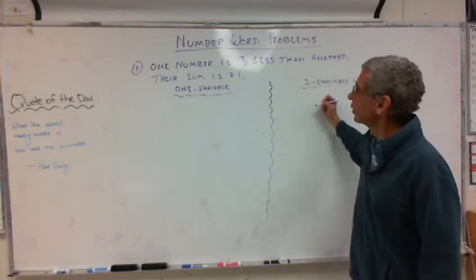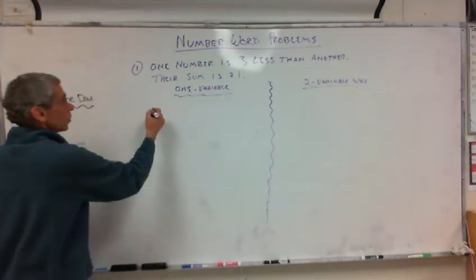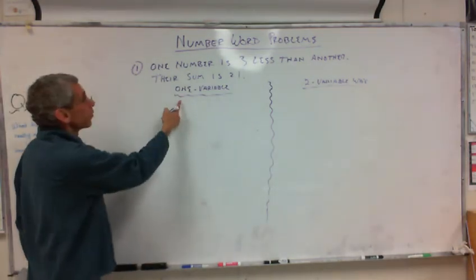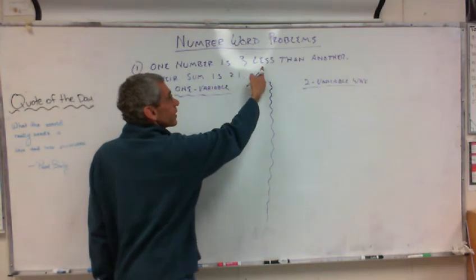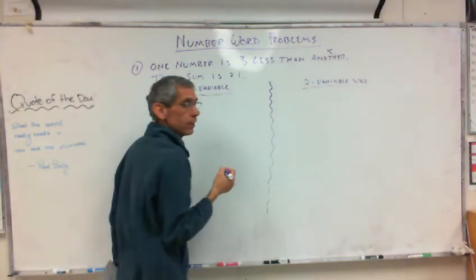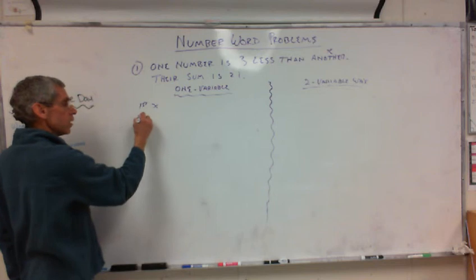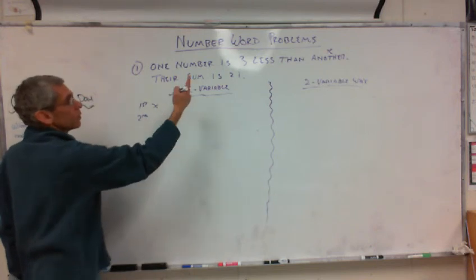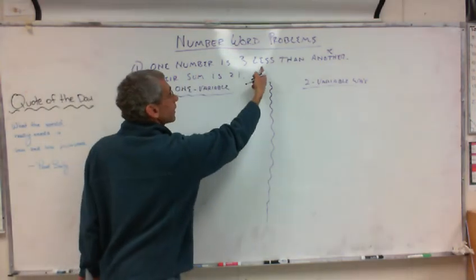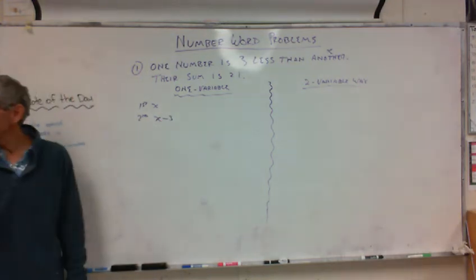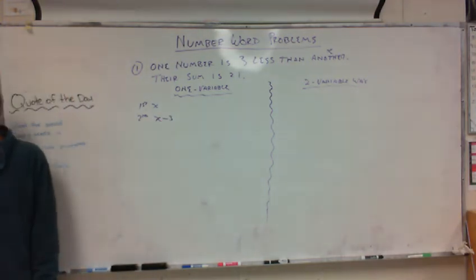Oh, I see what you're doing. All right, so you're doing this method. If we use this method with one variable, this one number is 3 less than another, we're going to make x another x. So the first number is x, the second number is 3 less than x, so x minus 3. Everybody understand that? Does that make sense?